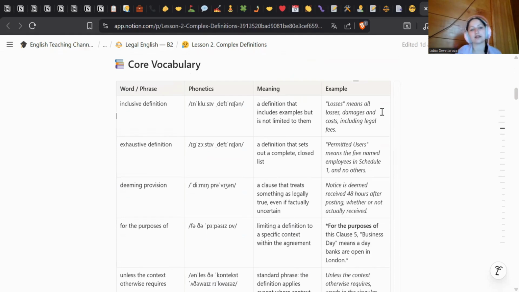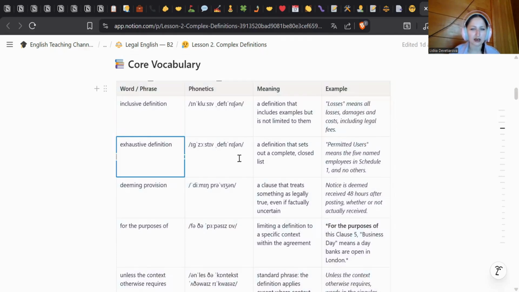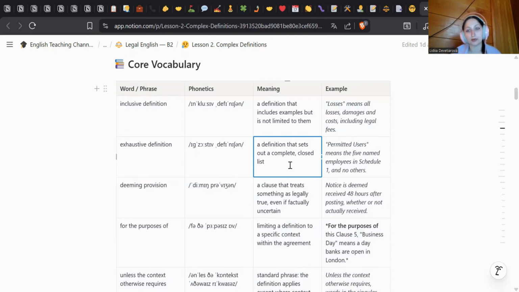As always, we start with a little core vocabulary. Inclusive definition. What is an inclusive definition? A definition that includes examples but is not limited to them. Losses means all losses, damages, and costs, including legal fees. Exhaustive definition. It is kind of an opposite. It is a definition that sets out a complete closed list. Permitted users. It means the 5 named employees in Schedule 1 and no others.